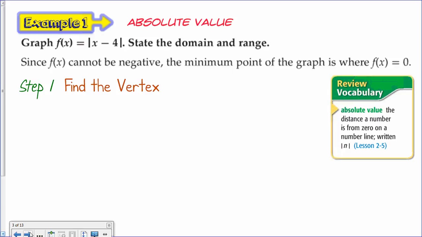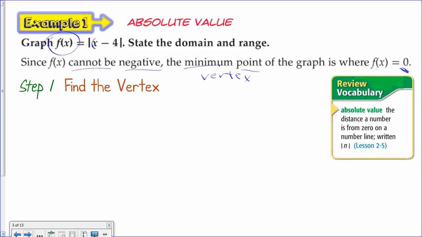Remember, absolute value cannot be what? It can't be a negative value, can it? Okay. So, if it cannot be negative, that means my answer or my output can't be negative, can it? So the minimum point, which is called what? The vertex of the graph is where f of x equals what? 0. So, that's what I mean.